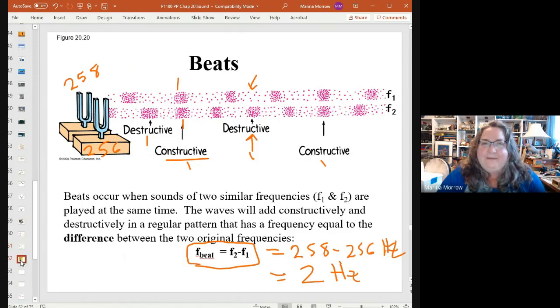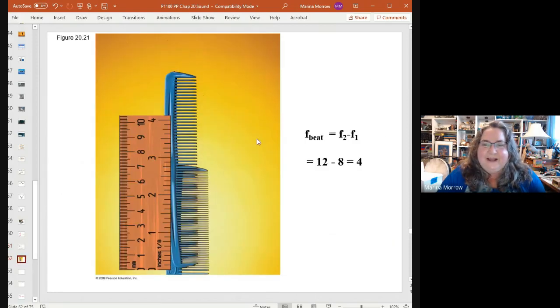This can happen optically too. It's sort of an explanation. Here we've got some combs lined up. One of the combs has 12 teeth per inch. The other comb has 8 teeth per inch.